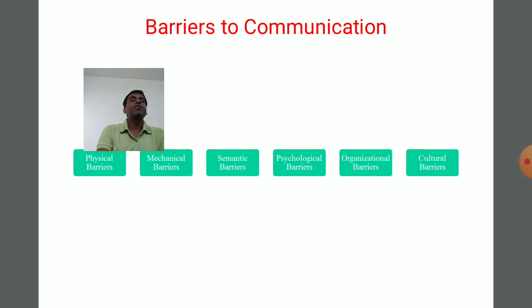So these are the things which we have seen for the barriers. In the last two videos, we have talked about barriers to communication, and once again I repeat, there are six basically. First one is physical barriers, second mechanical barriers, third semantic barriers, fourth psychological barriers, fifth organizational barriers, and the last one cultural barriers. These are the types of barriers which we have seen in a brief manner. We are going to see all these six types of barriers in a precise manner in upcoming videos. We want one video for one barrier.